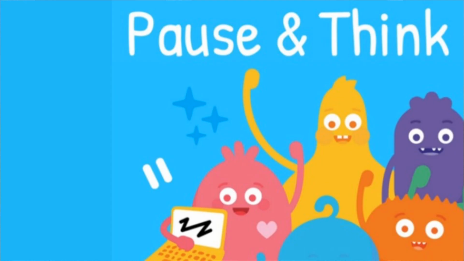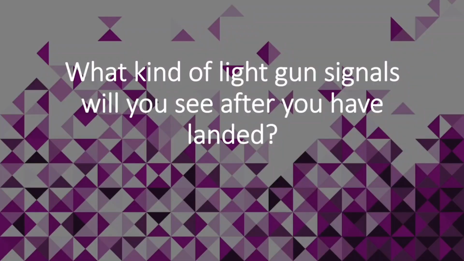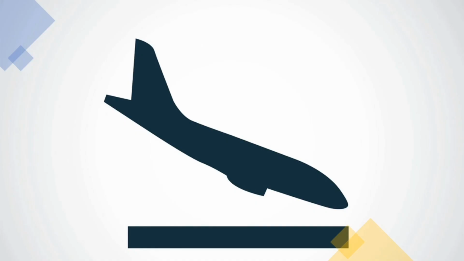Now I have an assessment too. Think about the light gun signals you will probably see in the air when you lose comms. There are 5 possible lights. What you will see is maybe a green, a flashing green, red, flashing red, or green and red, because the flashing white light is not applicable in the air. What kind of light gun signals will you see after you have landed? Try to pause and think before you play it again.